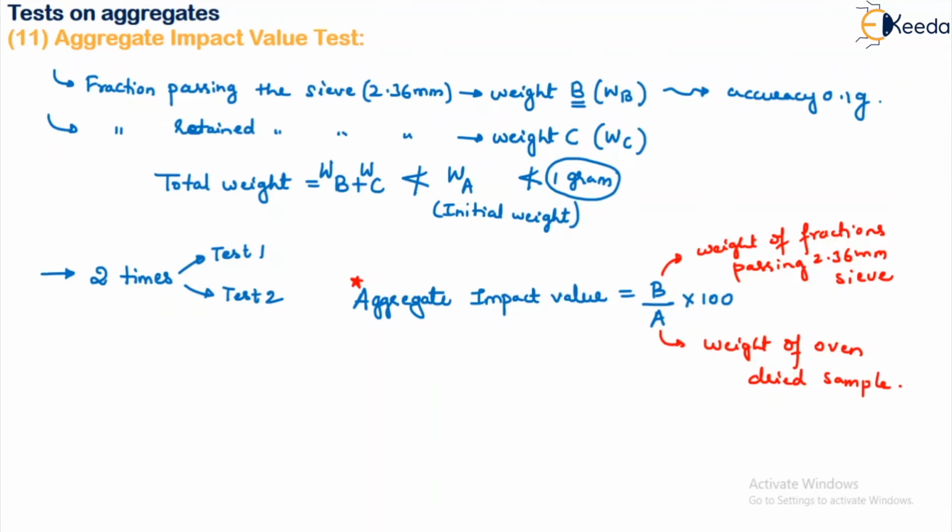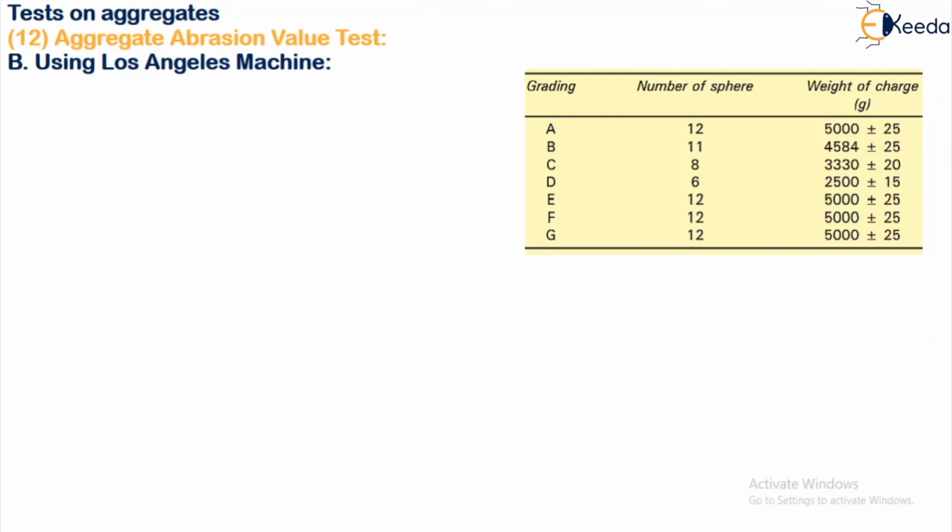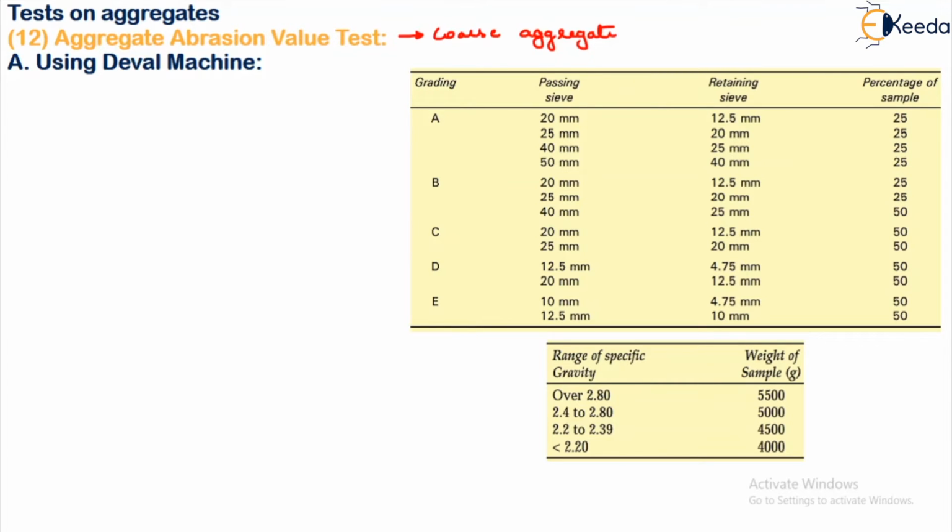Okay, moving on to the next test, it is the aggregate abrasion value test. This is generally done on the coarse aggregate, and it is done in 2 machines. First one is using the Deval machine and the second one is using the Los Angeles machine. So first we'll discuss the first one, using the Deval machine.